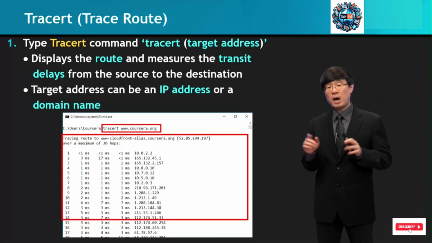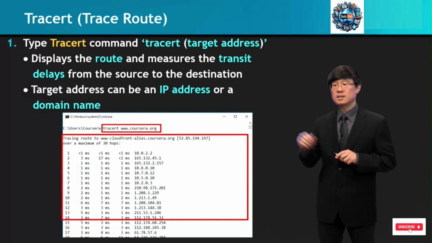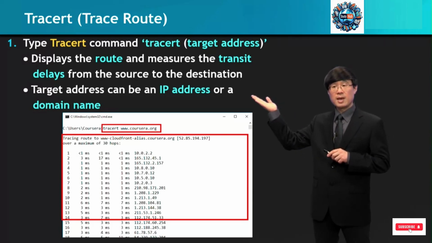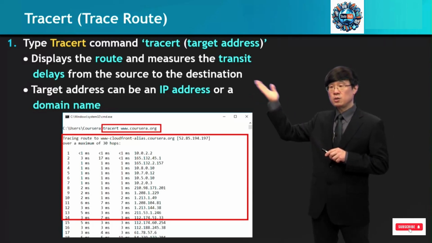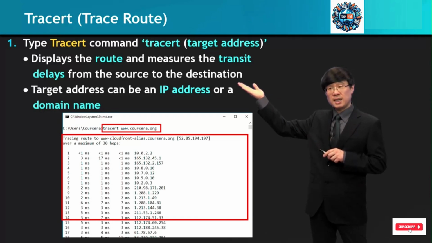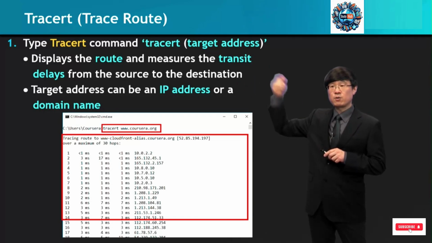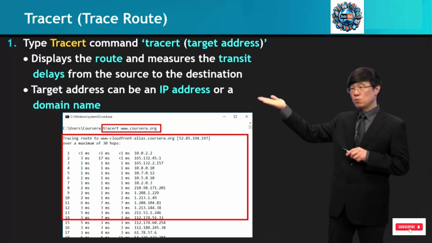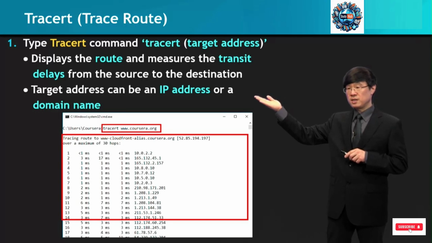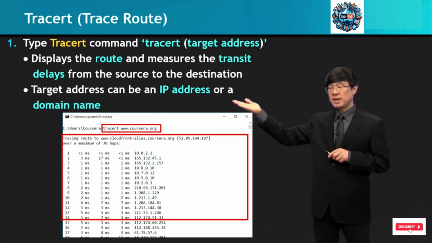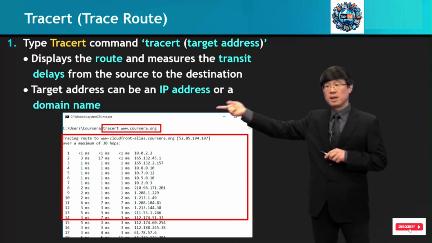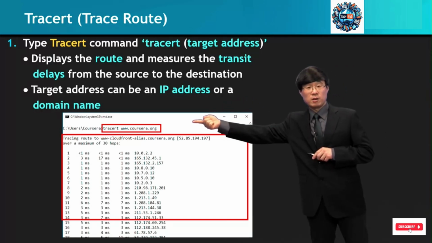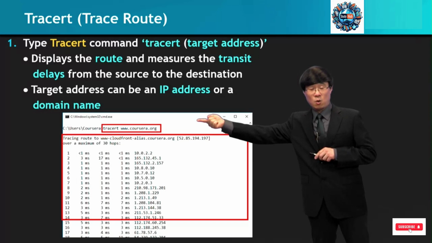Now, another powerful tool that we have is traceroute. This command is used as tracert, and then you put the target address, and you can see that right there. It displays the route and measures the transit delays from the source to the destination. The target address can be an IP address or a domain name, like the domain name we're using right here, www.coursera.org.